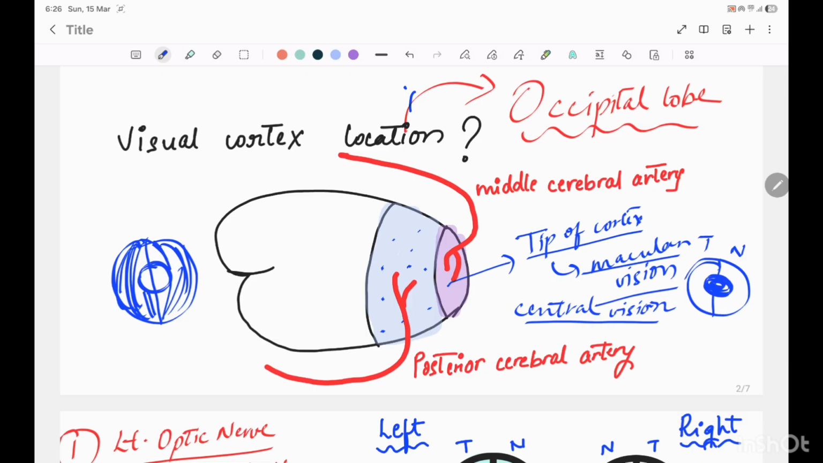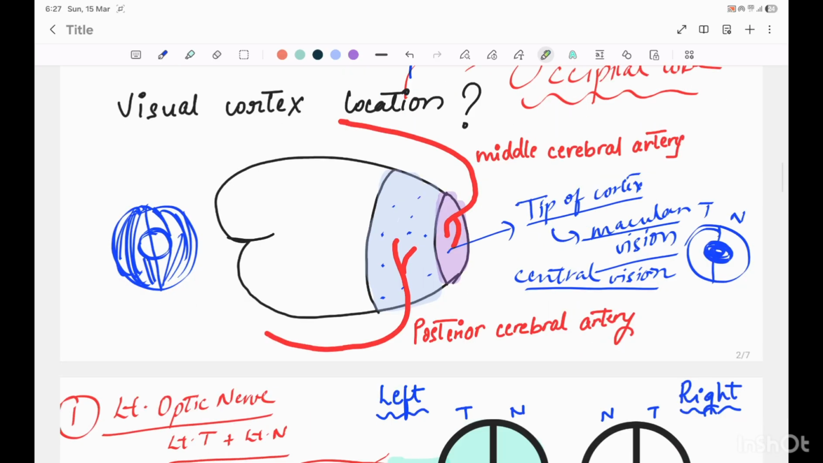So if there is any defect in the tip of the cortex, then this macular representation will be lost. Okay, this central portion of the visual field will be lost. If there is a defect in the remaining part of the visual cortex because of some injuries to the posterior cerebral artery, then only the central vision will be there and the remaining part of the visual field will be lost. Okay, pretty clear, crystal clear.